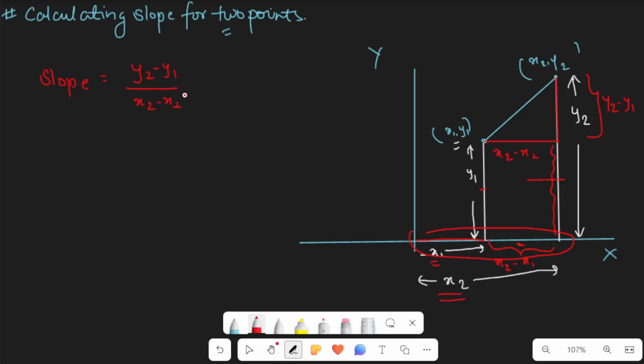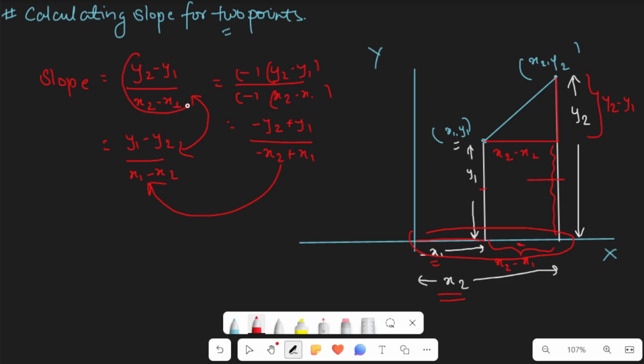Now, the order of these 2 points wouldn't matter because y1 minus y2 divided by x1 minus x2 is equivalent. These two are equivalent because when you multiply by minus on both parts, both on the numerator and denominator, okay, what do we get? We get minus y2 plus y1 divided by minus x2 plus x1, which is nothing but equal to this. So the order of the points wouldn't matter.